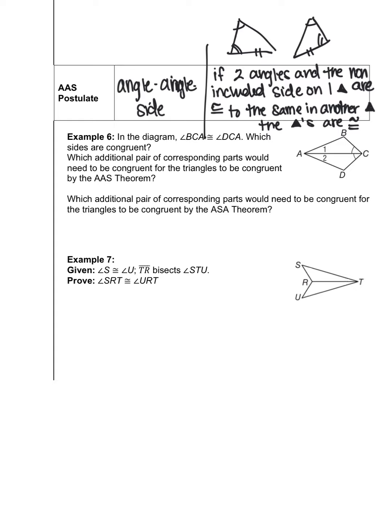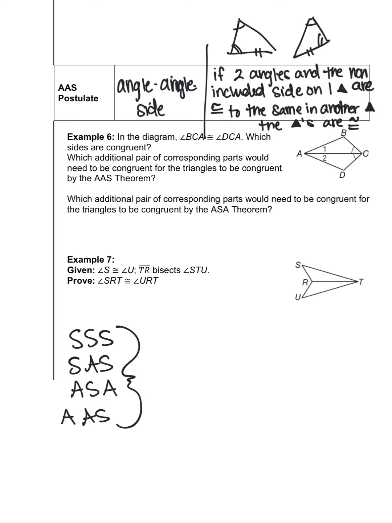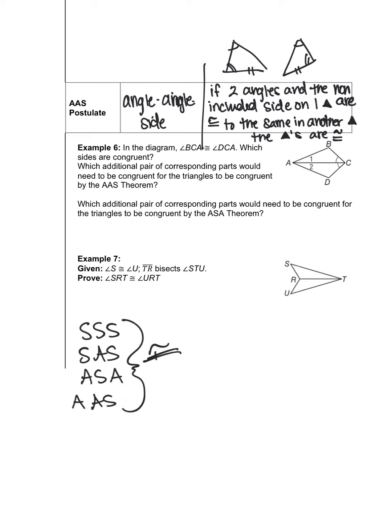Through the angle angle side postulate. Okay, so what have we talked about this time in class? We went through the side side side postulate. We went through the side angle side, the angle side angle, and the angle angle side. These are our shortcut postulates to help us determine if triangles are congruent. Okay, all of those are our congruency statements.